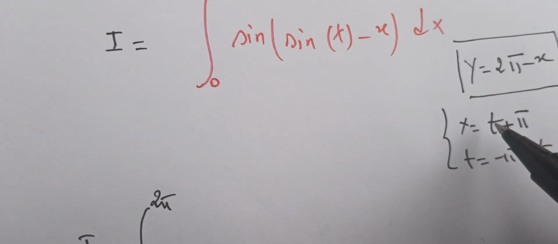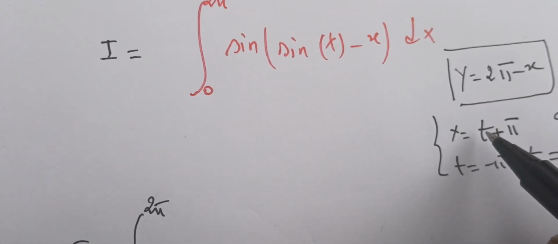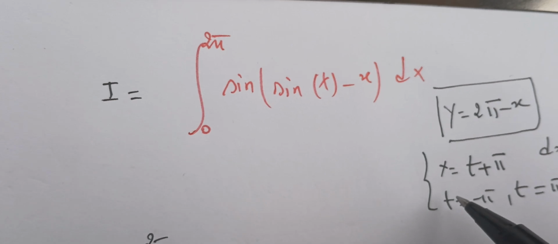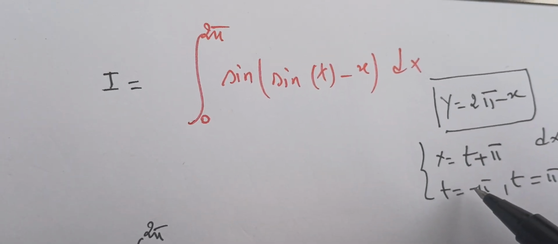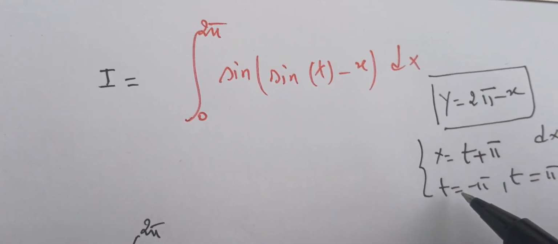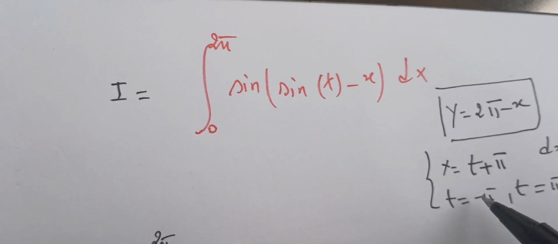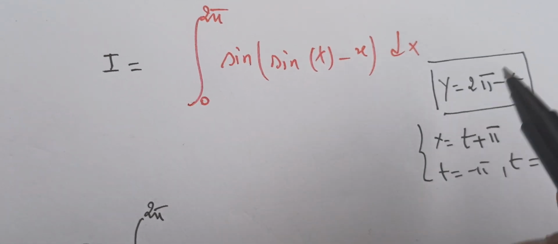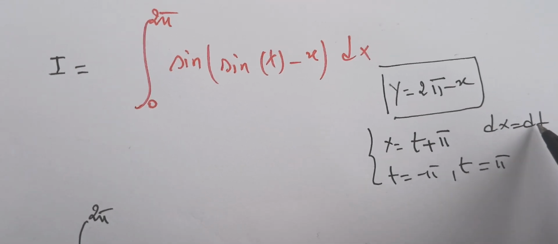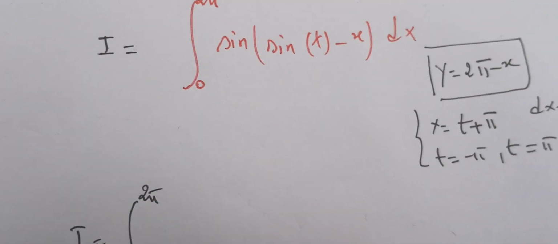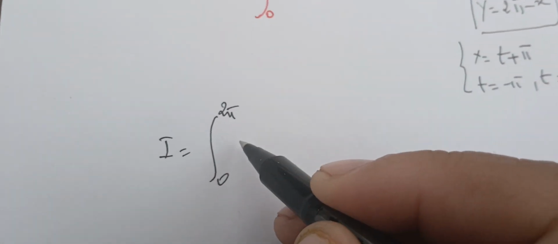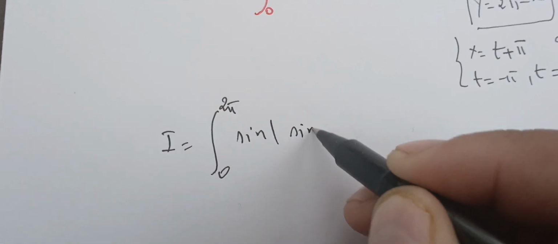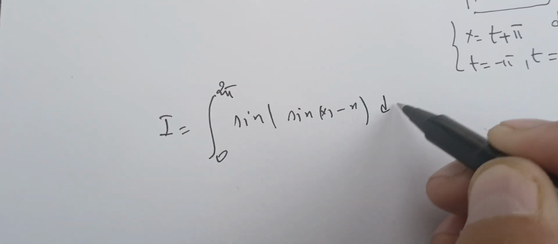So we're going to let x equal t plus pi. Note that when x is 0, t is minus pi. When x is 2 pi, t is pi. And therefore dx is dt. Therefore, this integral, let me write one more time, sine of x minus x dx.